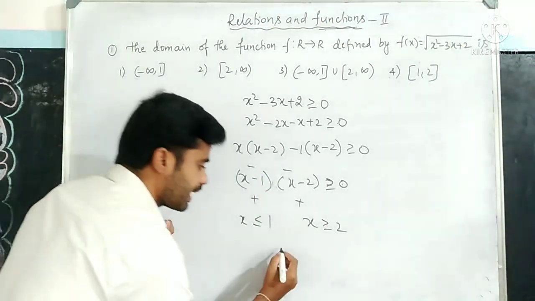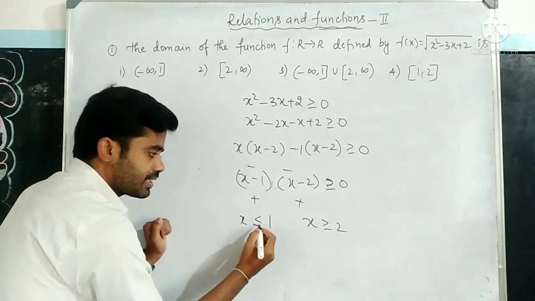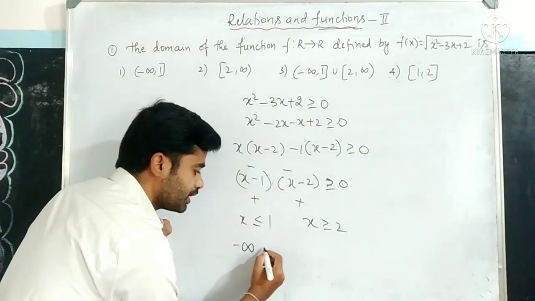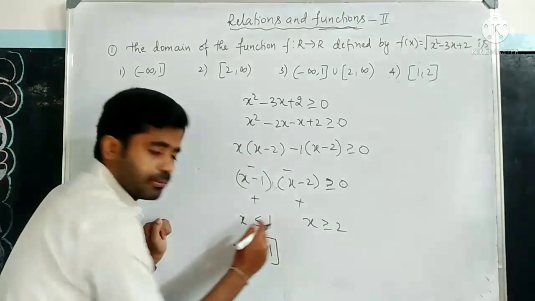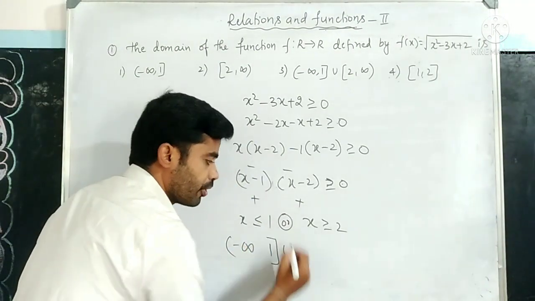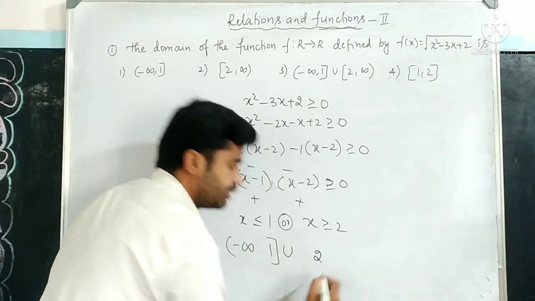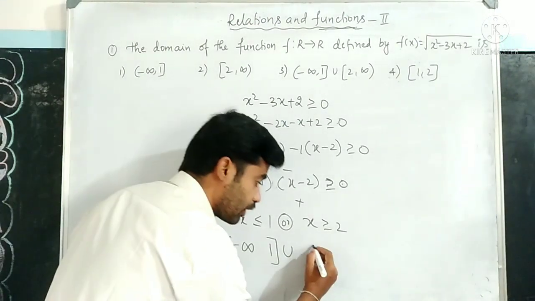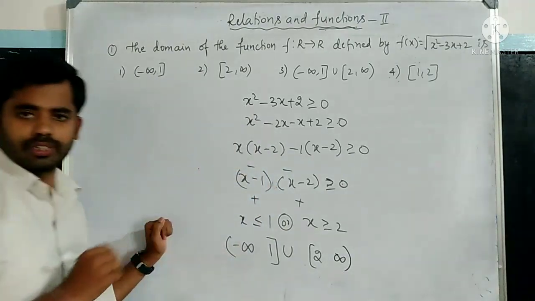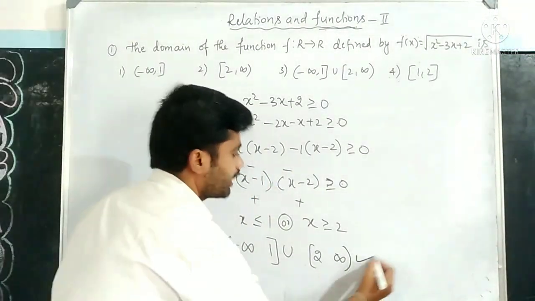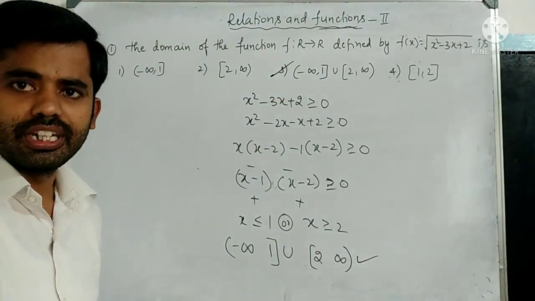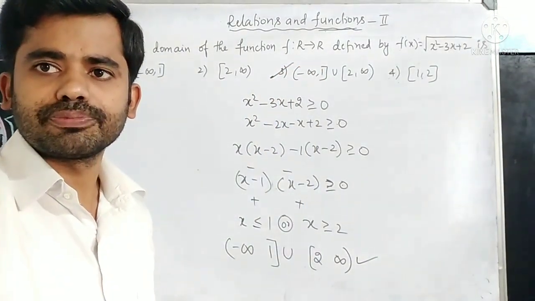It means x lies in minus infinity to 1, with 1 included, union 2 to infinity, with 2 included. Therefore, which is the option here? This is that one. Understood? Let me move on to the next one.